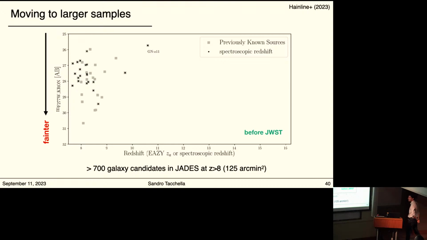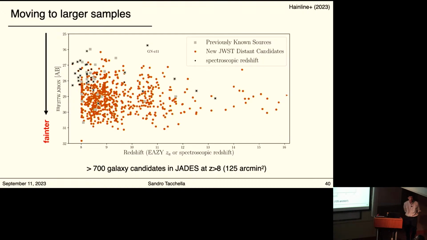In JADES, we have also been starting to look into this. What I show you here is, to first order, the UV magnitude versus redshift, and this is what we had before JWST. And now this is the number of objects that we roughly find, of the order of 700 in JADES at high redshifts. And you see here, these are the black points, the ones that I talked about before. These are the spectroscopically confirmed objects. Now these are only photometrically selected. These are candidates, so we have to be careful not to overinterpret what we find here.